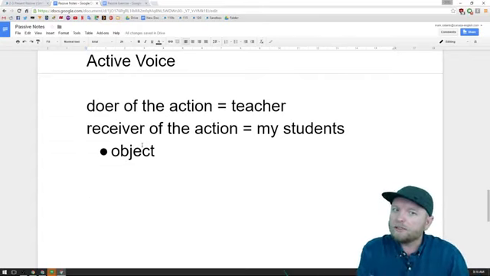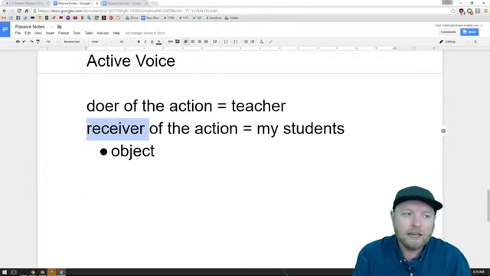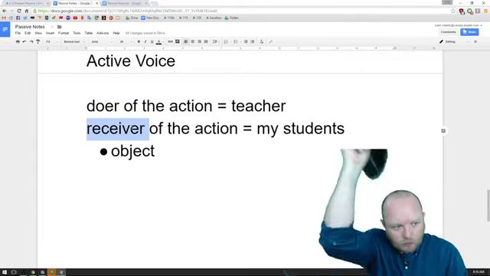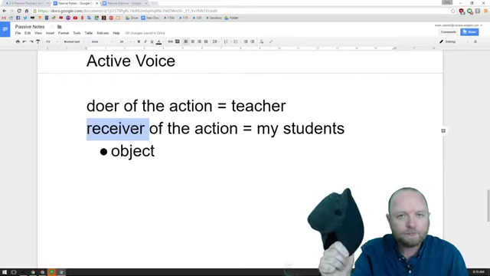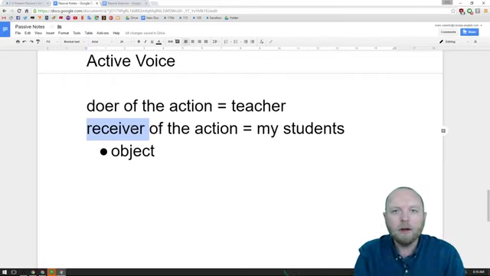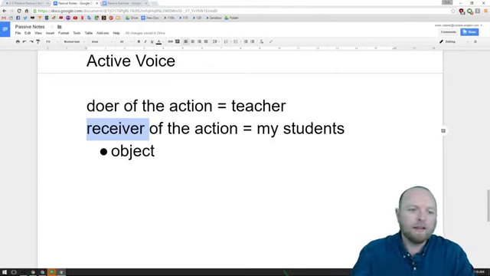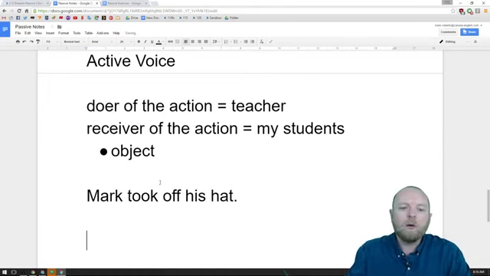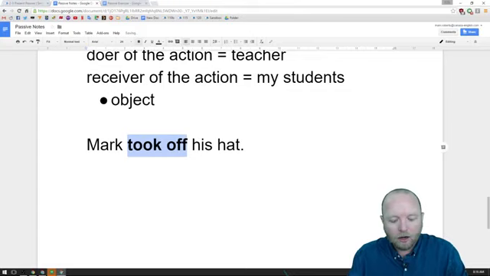Now, a lot of students do not understand receiver. Well, let's look at an example. All right. Mark, what's this action? Take off. So, Mark took off his hat. Okay, let's write that. Mark took off his hat. Here, what is the action? The action is take off.